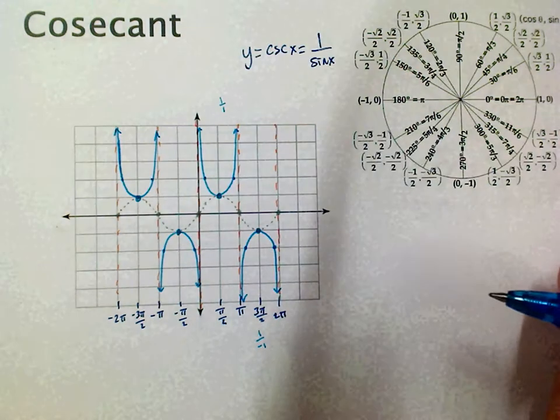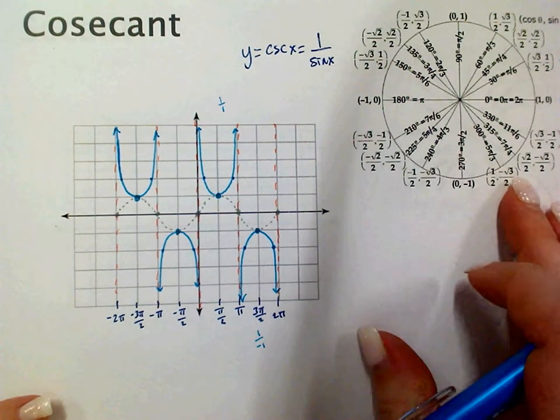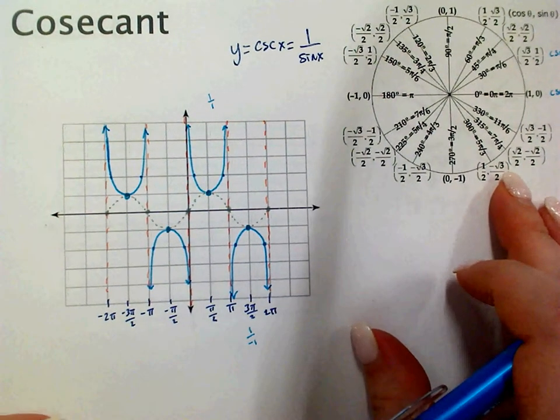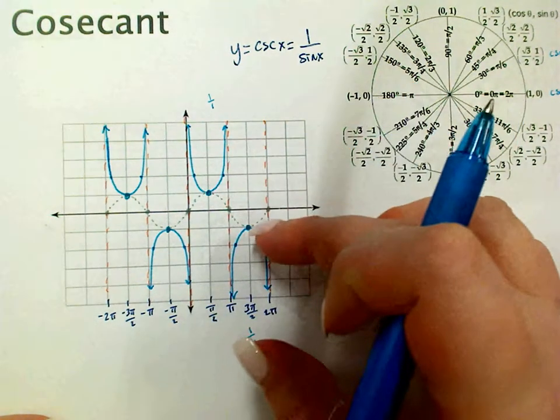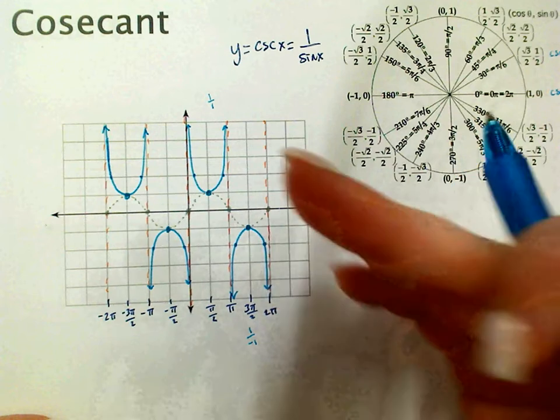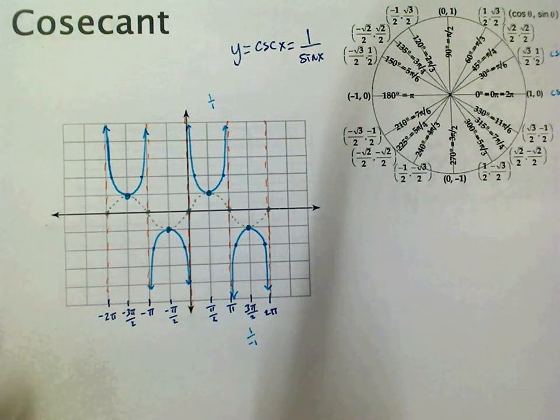So in general, whenever I think about a cosecant wave, I just think, well, let me draw a sine wave, and then where sine has a max, cosecant has a min. Where sine has a min, cosecant has a max. And you just do that. Alright, so that is cosecant.